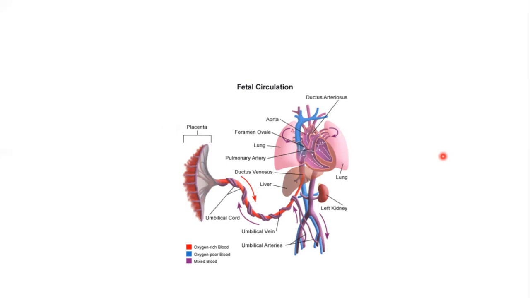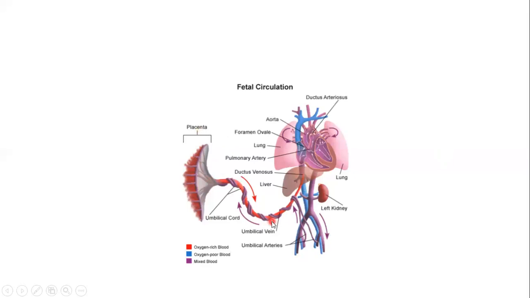This is the main diagram that we're going to use to illustrate how blood is moving in the fetus. First and foremost, we're going to look at the normal fetal circulation. As you can see there, that is the placenta. The placenta is attached to the mother in the uterus. If you look at this red cord here, that is the umbilical vein, and the purple cord there is the umbilical artery.